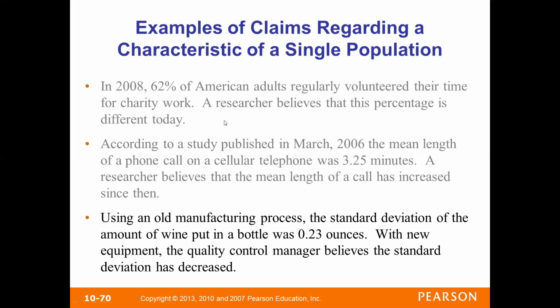The alternative or research hypothesis is what we are testing. We believe that the percentage is different today. So our alternative is that the percent of people who volunteer their time is not equal to 62%, or that we believe that the length of time has increased. So we think that the mean call time is greater than 3.25 minutes. Or we think that the standard deviation has decreased. So we think that the standard deviation is less than 0.23 ounces.